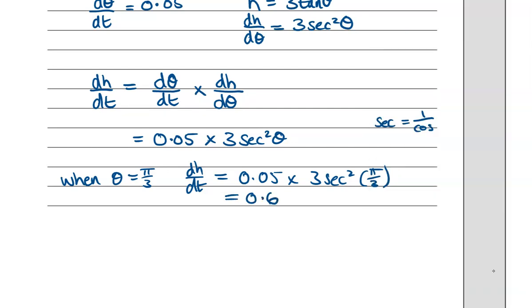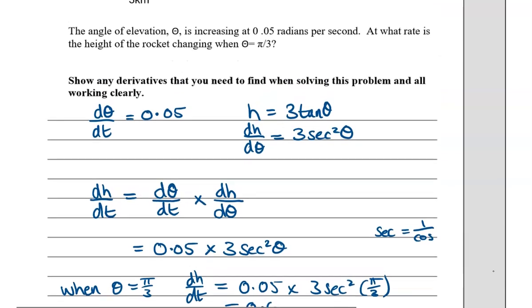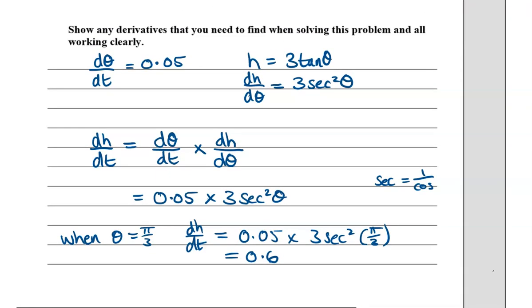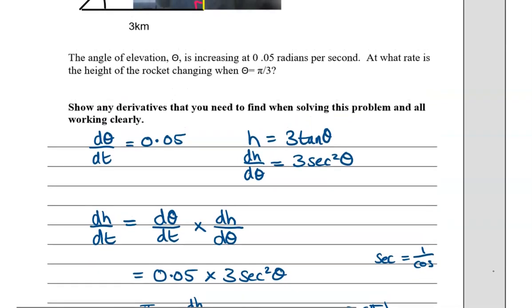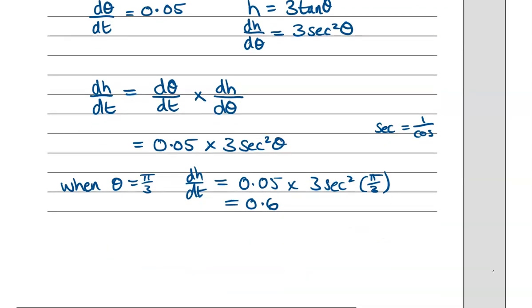Final thing is to put the units on it. So this distance was, we're measuring the change of distance over time. So the distance was being measured in kilometers and the time was in seconds. So this is kilometers per second.